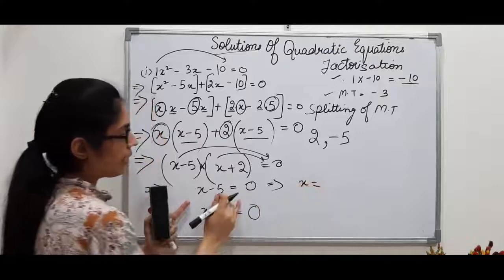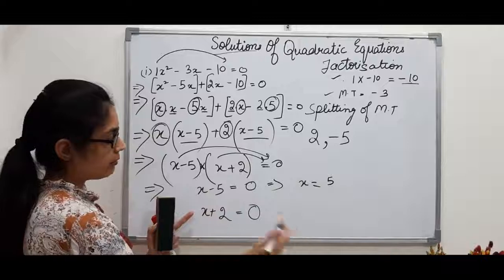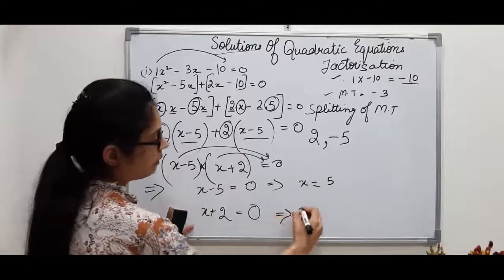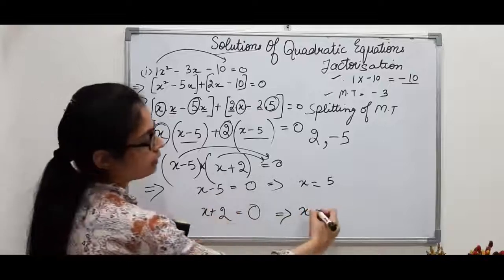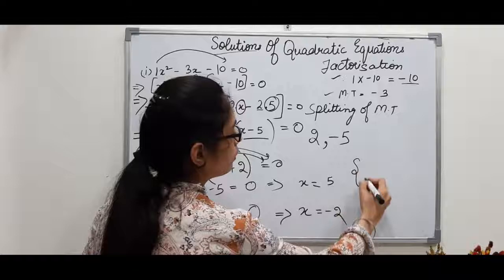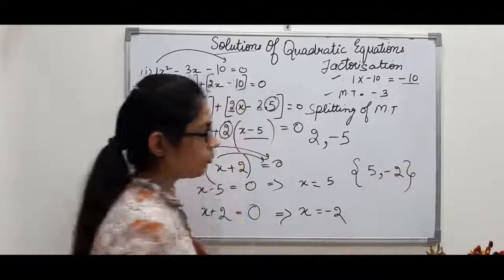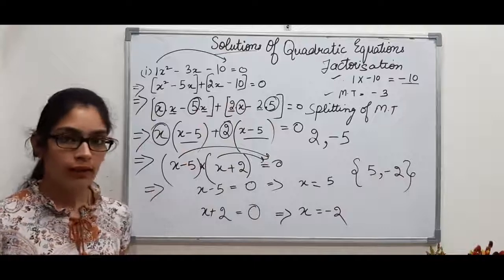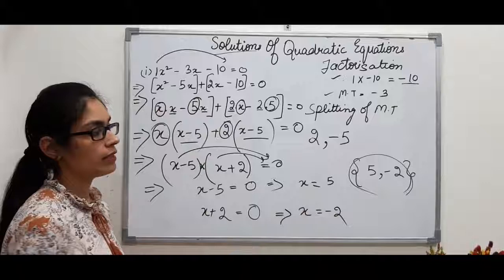x is equal to 5, I will shift to the other side. So it will be x is equal to 5. Here I will do the same thing. x I will shift to the other side. This is plus 2. On shifting to the other side, it will be changed to minus 2. So I got two values of x. One is 5 and the other is minus 2. I have already told you, for a quadratic equation you will get two solutions or two roots, and you can see we have found it.